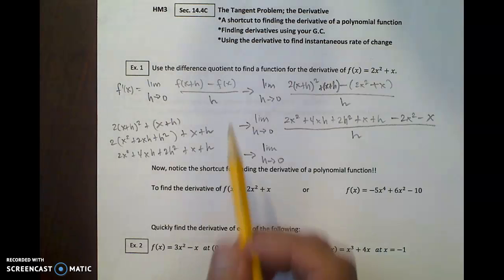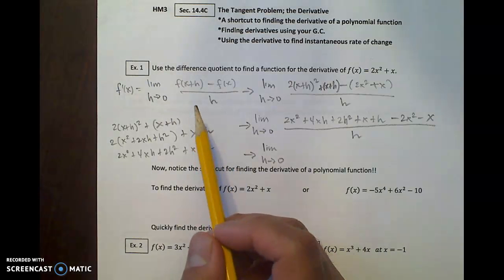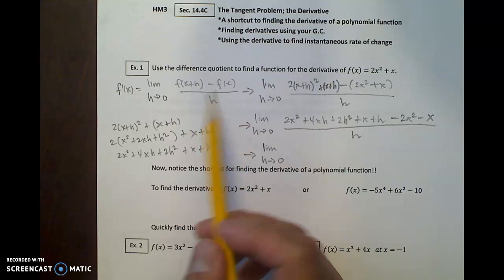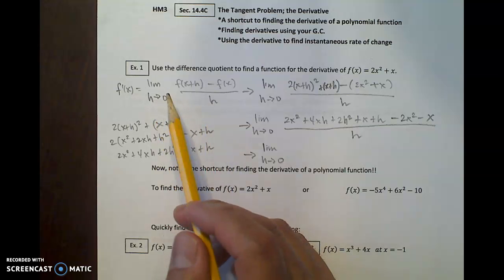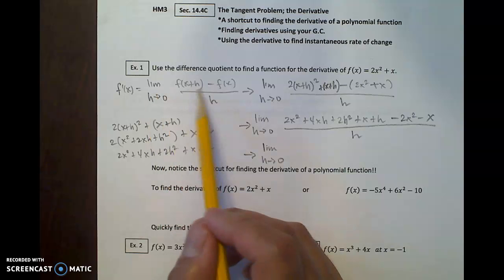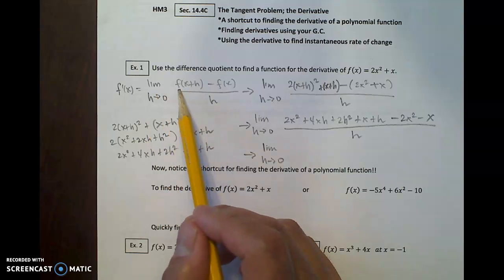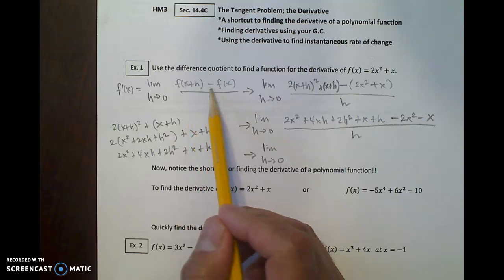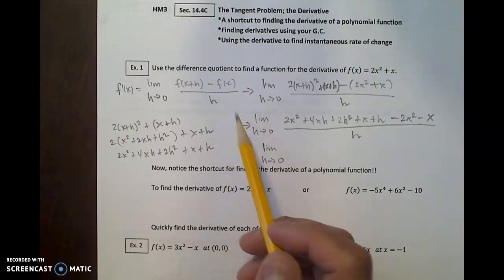Alright, so here we're back, again using the difference quotient method. So we'll call it the difference quotient method of finding the derivative: the limit as h goes to 0, with the function defined at x plus h minus the function defined at x, all over h.